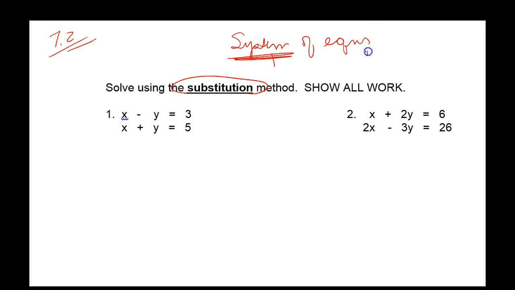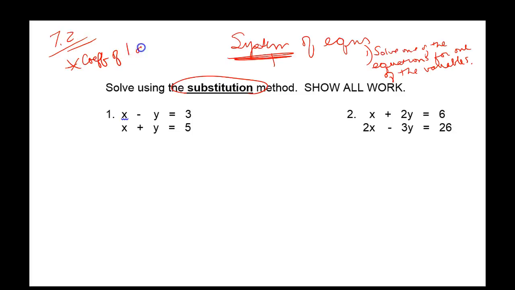Your first step is to solve one of the equations for one of the variables. That means in one of the equations, we're going to get one of the variables, doesn't matter which, all by itself. Make your life easier by choosing a variable that has a coefficient of 1 or -1. It'll be helpful so you don't have to work with fractions. And then you'll take that and substitute it into the second equation.